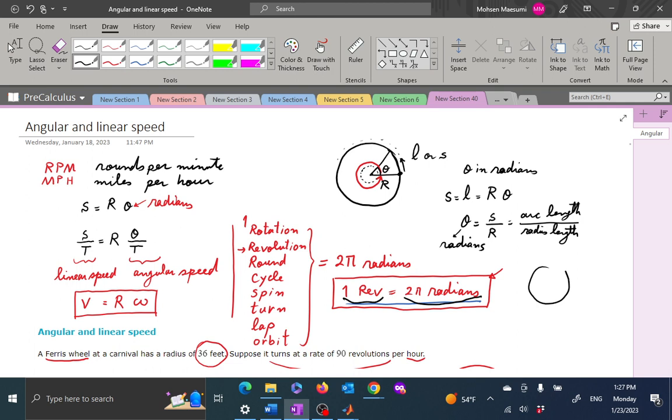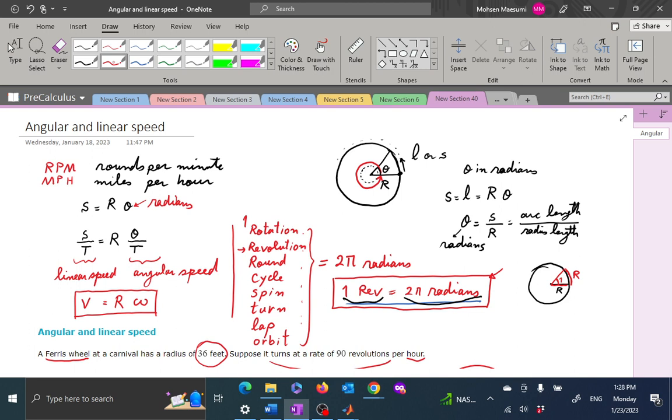What was radians? It's like a yardstick for angles. Take your radius, lay it on the side of the circle. So this is the same length as the radius. When you make this angle, it is 1 radian. That's our yardstick for angles. 1 whole circle, 1 whole revolution is 2 pi radians. We looked at all these ways of talking about the revolution: a rotation, a round, cycle, spin, turn, lap, orbit, and perhaps a few other things.